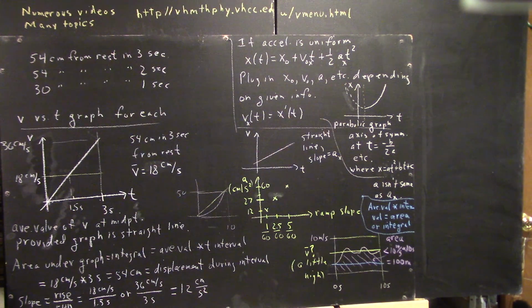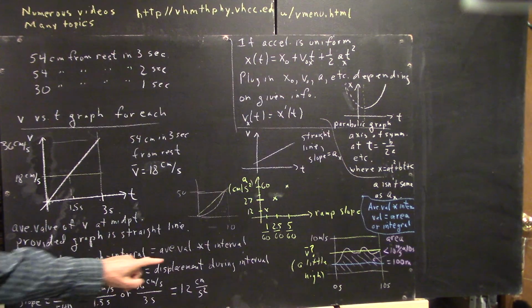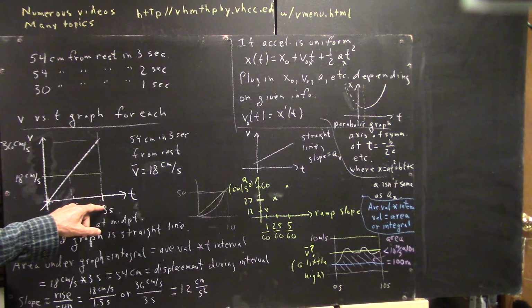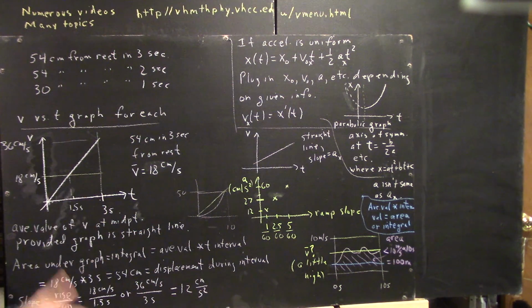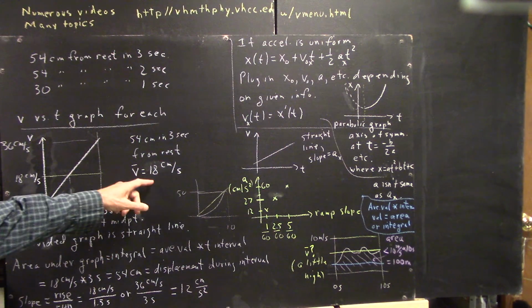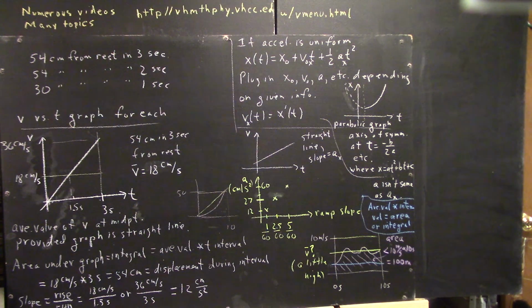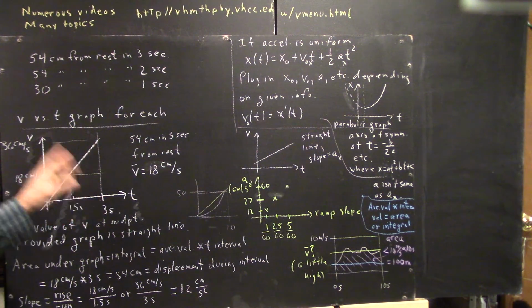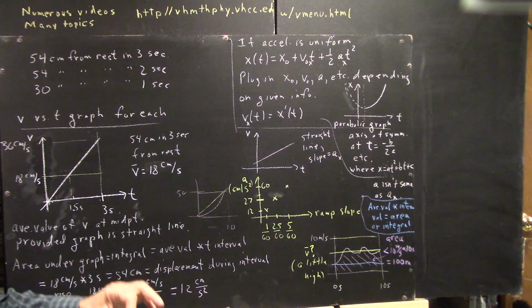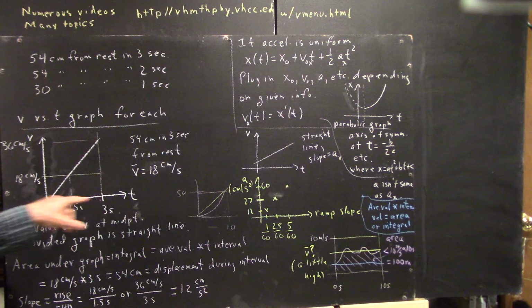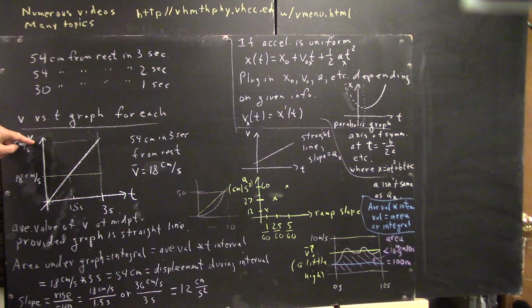Using this, if we multiply the average value times the time interval, the average value is 18 centimeters per second. The time interval is 3 seconds. We multiply that out, we get 54 centimeters. 18 centimeters per second times 3 seconds is 54 centimeters, because of course you got the 18 centimeters per second by dividing 54 centimeters by 3 seconds. Okay? So now the area under this graph corresponds to the displacement, as it must. So that's a displacement during the interval, and that's now nice and consistent. It wouldn't be if you thought the 18 centimeters per second went up here.